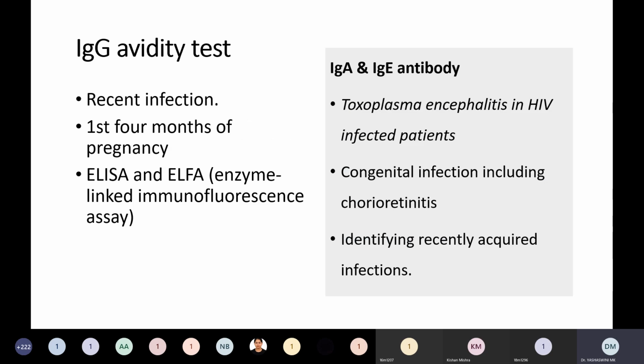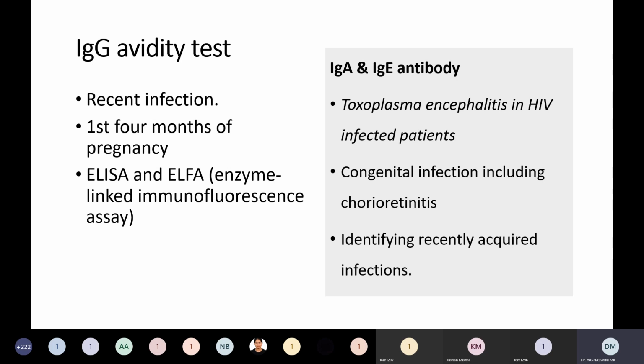If you're doing an IgG avidity testing, it usually helps to say whether it's a recent infection, because if it's already a memory cell or something like that, the avidity will not be there. So if you do avidity, it specifically says it's a recent infection, and it's very useful during the first 4 months of pregnancy. If it's positive, it's a very good indicator for acute infection. An ELISA method or an enzyme-linked immunofluorescence assay can be done for your IgG avidity testing.